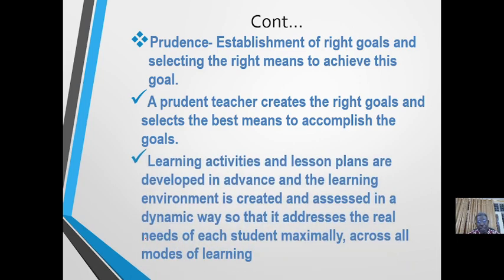So, learning activities and lesson plans are developed in advance, and the learning environment is created and assessed in a dynamic way so that it addresses the real needs of students maximally across all modes of learning, regardless of what is being faced within the school environment. There are so many events coming, disrupting your teaching schedule, but you have to remain focused. That can happen only if you plan. Those who plan will always excel and go ahead. For the teacher professional, that's one of the aspects you have to examine yourself on.